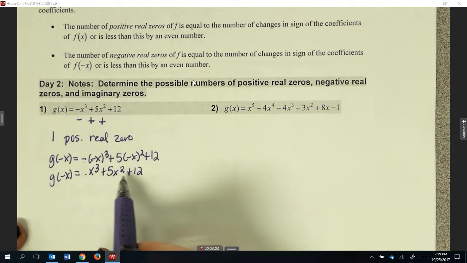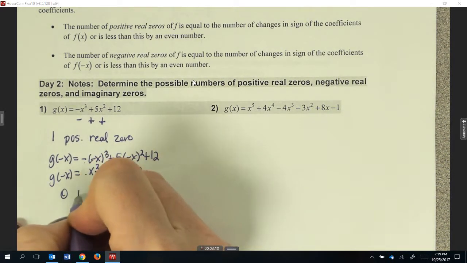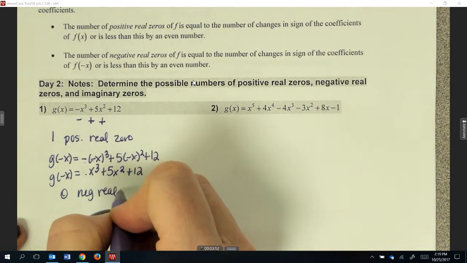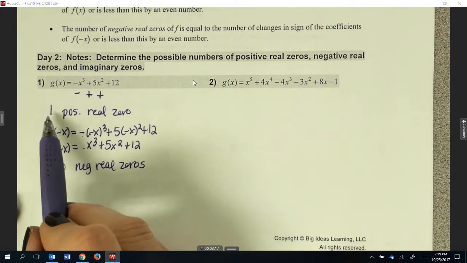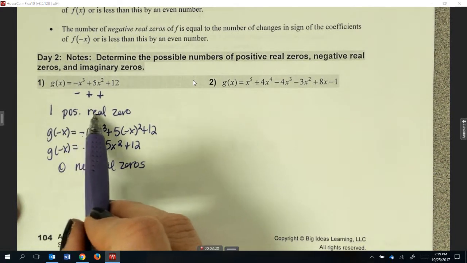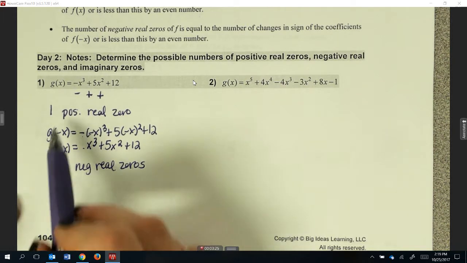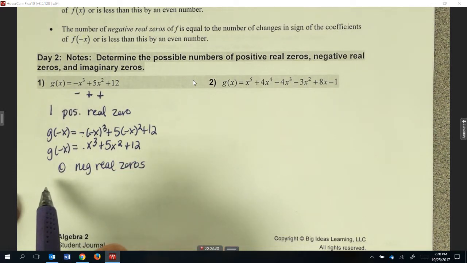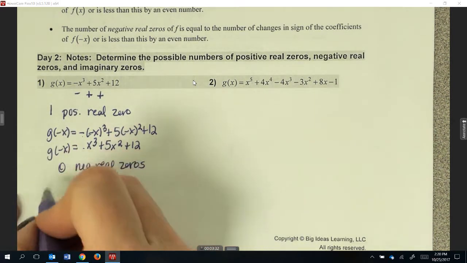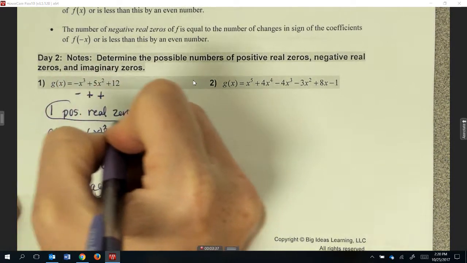How many times do those signs change? They don't, do they? So there are going to be zero negative real zeros. So what does that mean then? If I can only have one positive real zero, no negative real zeros, how many solutions do I have to have? So what must be true of the rest of them? They must be imaginary. And you can see how that would be helpful.